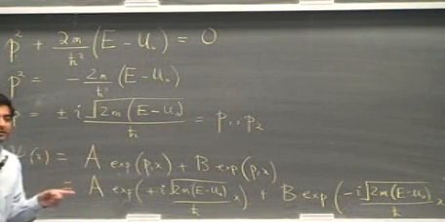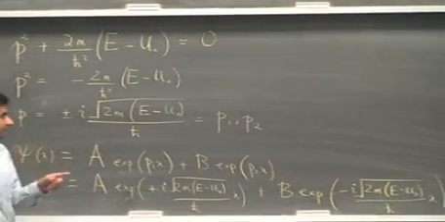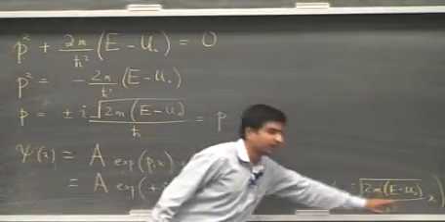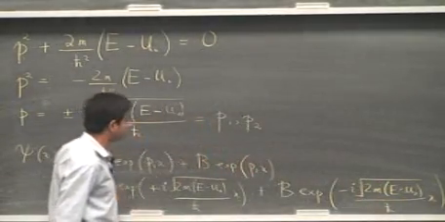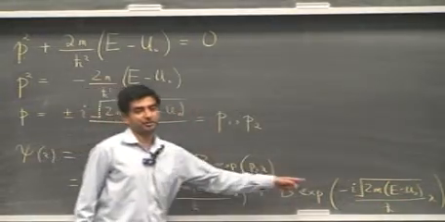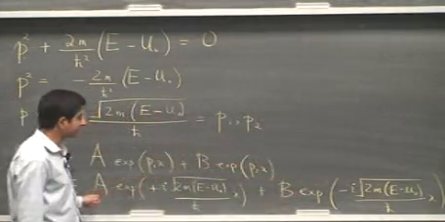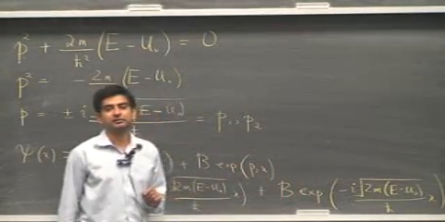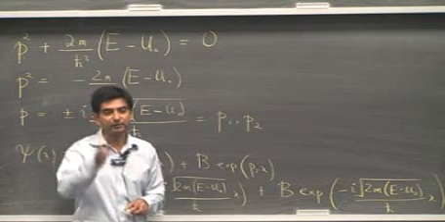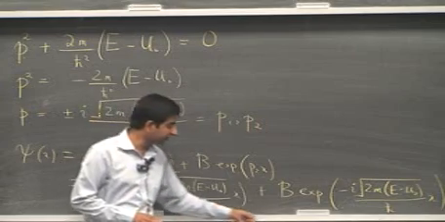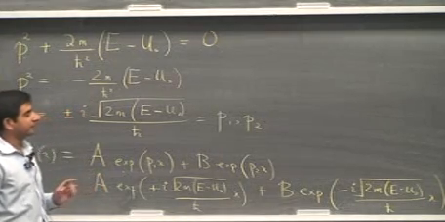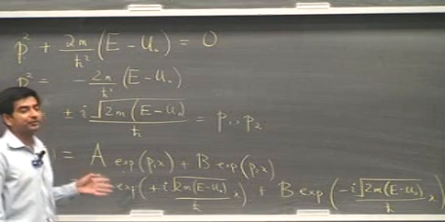In region number 2, it's going to be the same solution but with U naught equal to 0, and you will have different coefficients C and D. In region 3, it's the same solution but with different coefficients E and F. You have to find those coefficients by looking at the boundary conditions, that is, the wave function has to be continuous. But let's forget about the coefficients for a minute and see how to draw this wave function.